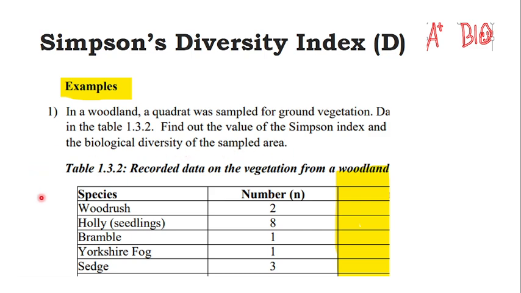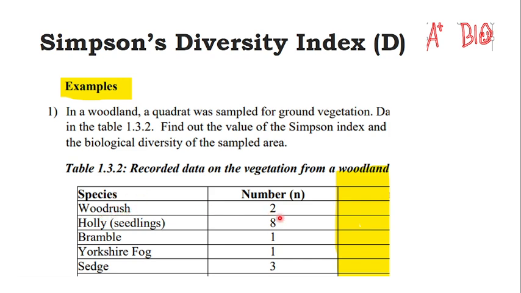So, it means they have made the investigation using this quadrant. I will teach you those sampling techniques, even quadrants, so stay tuned. So they made this investigation. They have seen those numbers of species.